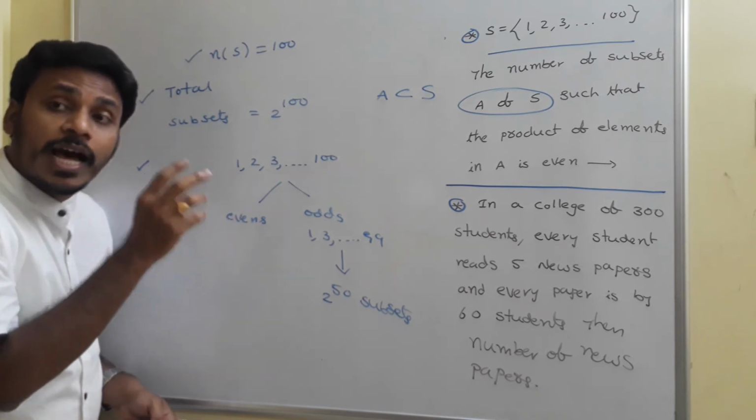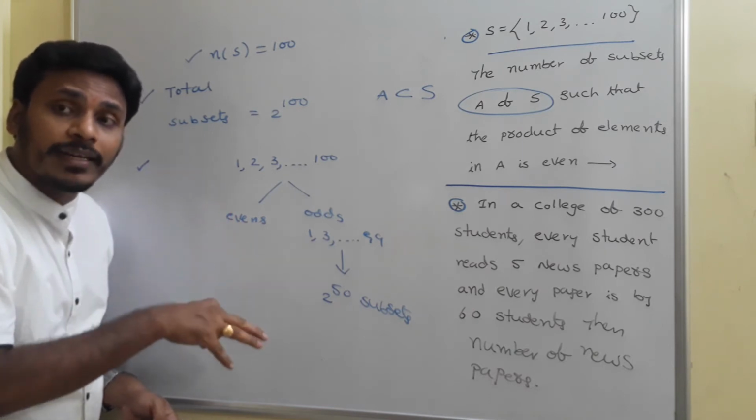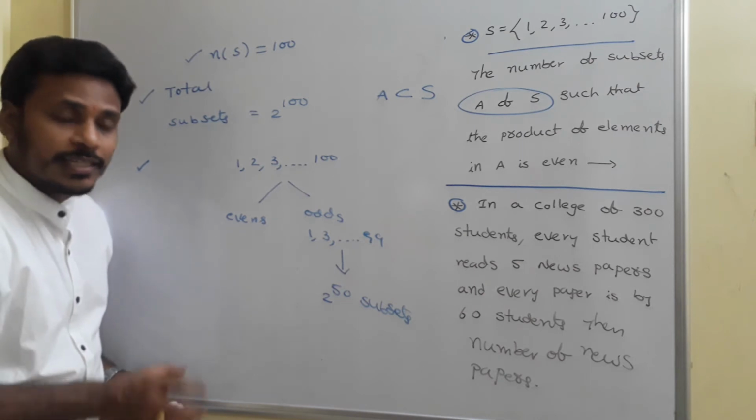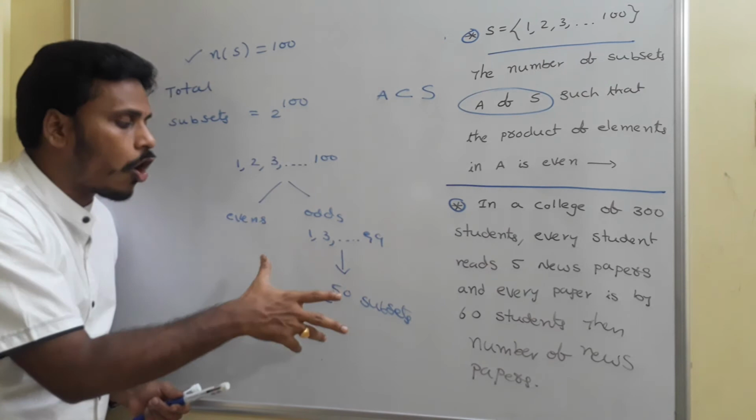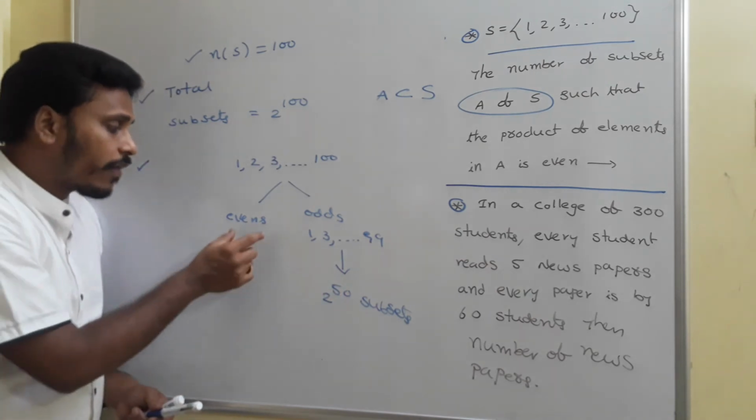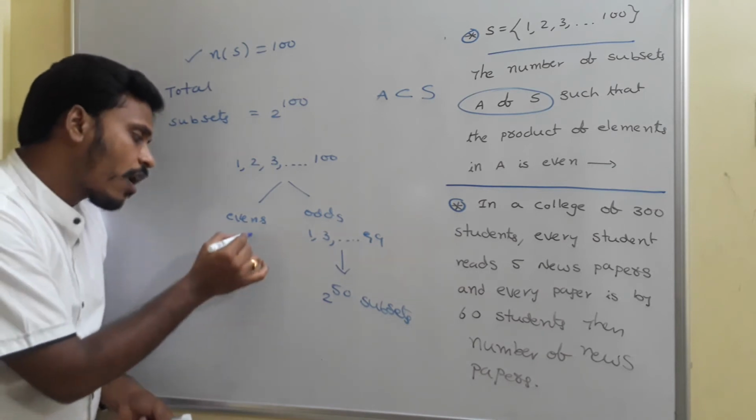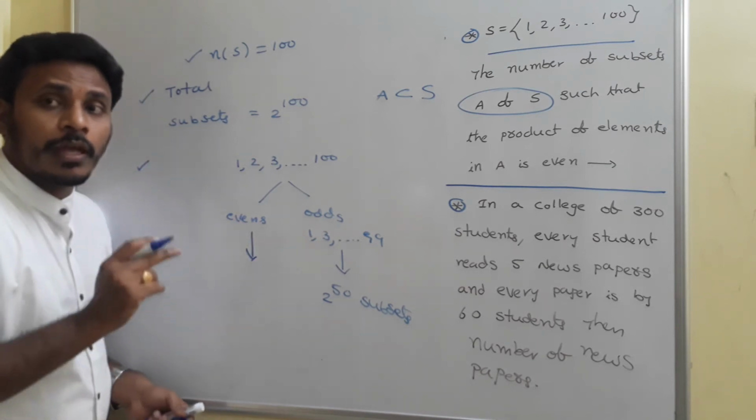Okay. See, there are subsets whose elements are not completely even as well as not completely odd also. Is it clear? Just think about it. The number of subsets formed only with odd numbers is 2 power 50, and the number of subsets formed only with even numbers is again 2 power 50, but I don't need the 2 power 50 now. Okay, right?